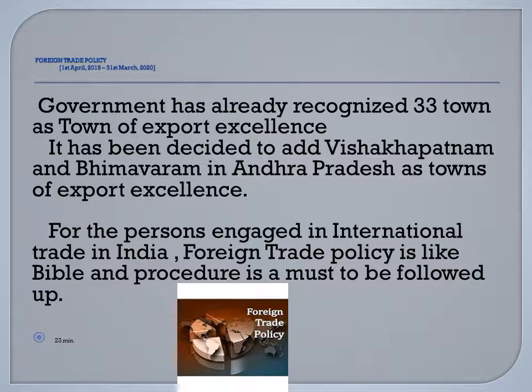For the persons engaged in international trade in India, foreign trade policy is like Bible and procedure is a must to be followed up.